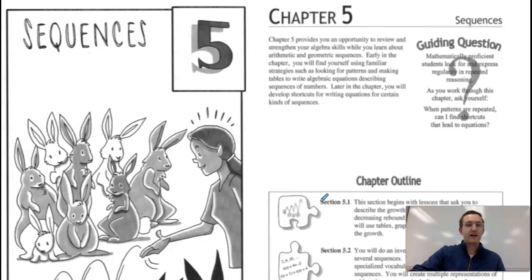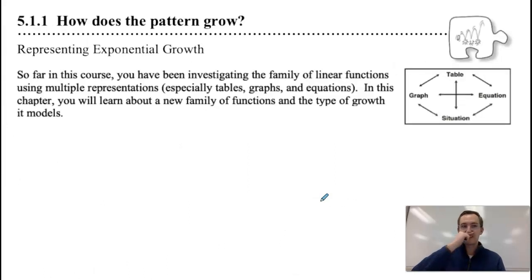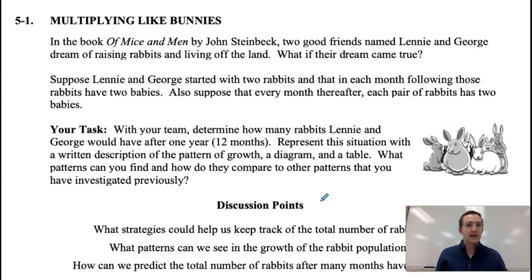We're going to jump right into 5.1.1, though. We're going to get this party started with representing exponential growth. So in this course so far, we have been investigating the family of linear functions. That is usually multiple representations, mostly tables, graphs, and equations. But in this chapter, we're going to learn about a brand new family of functions and the type of growth it models. So we're going to start by looking at 5-1, multiplying like bunnies.